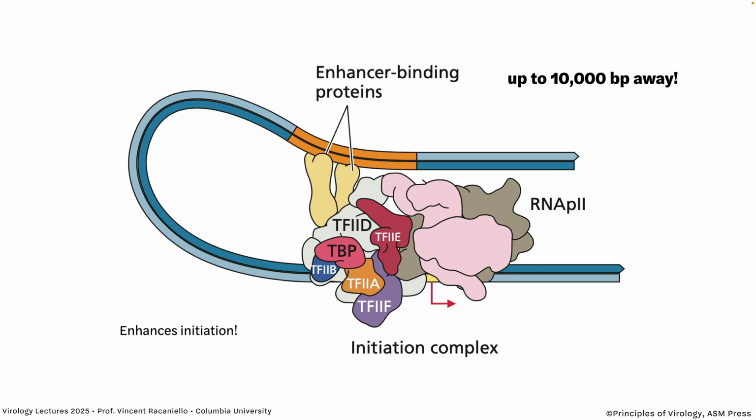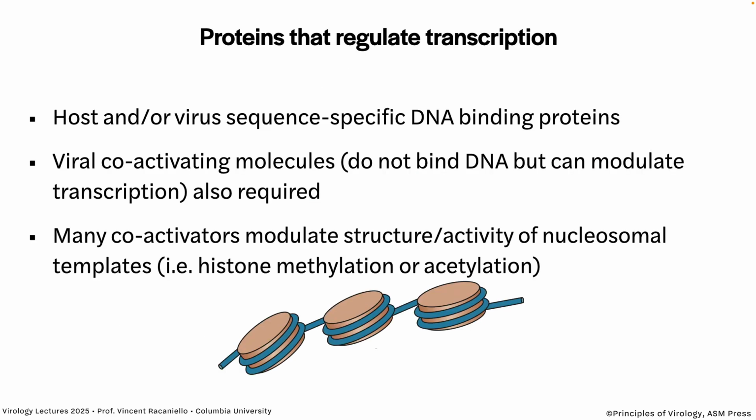How do they do it? There are enhancer binding proteins that bind the enhancer sequence and also this initiation complex and stabilize it and make it initiate better. There are also sequences that downregulate transcription at a distance as well. So this is an unusual feature of eukaryotic enzymes.